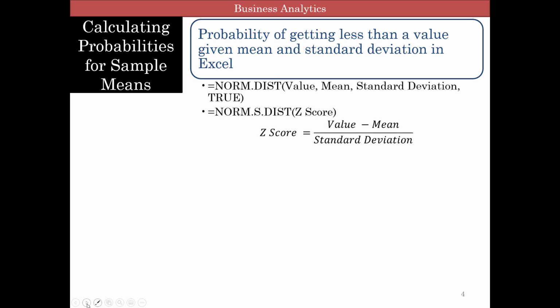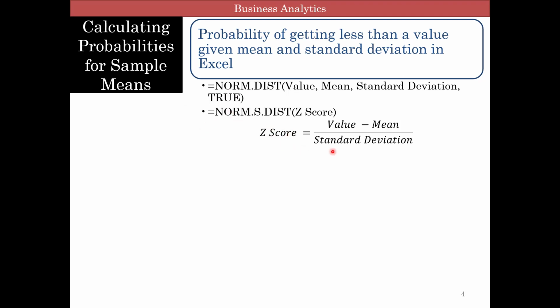So how do you calculate probabilities for sample means? We're going to use the Excel formula norm.dist. The probability of getting less than a given value with a given mean and standard deviation. So let's assume that we have a population with a mean and standard deviation. You're given a value. You're going to use norm.dist. You're going to put that value, you're going to put the mean, you're going to put standard deviation, and you're going to put true for cumulative because we are looking at cumulative values.